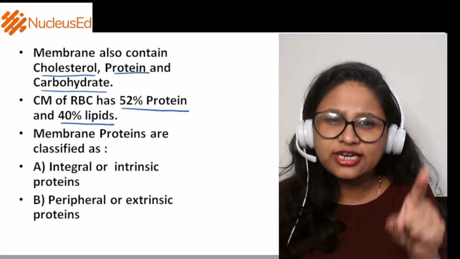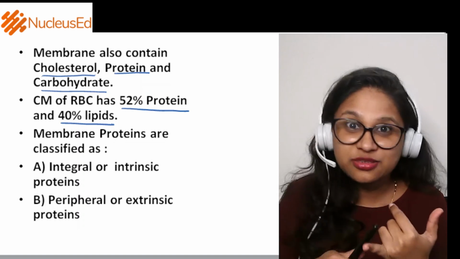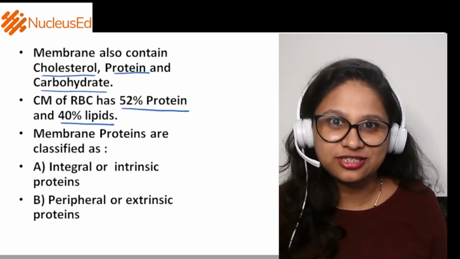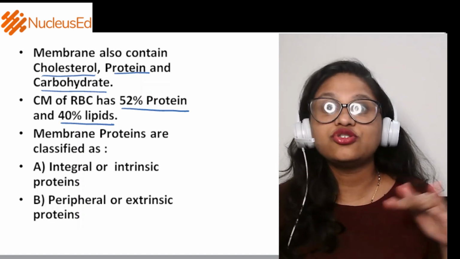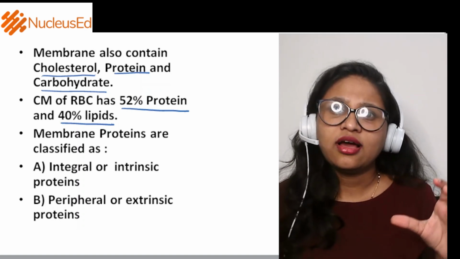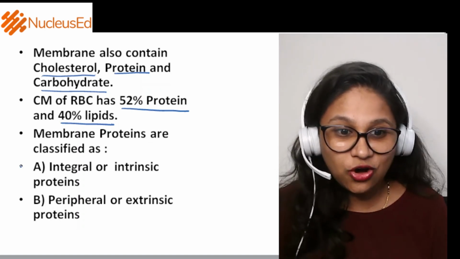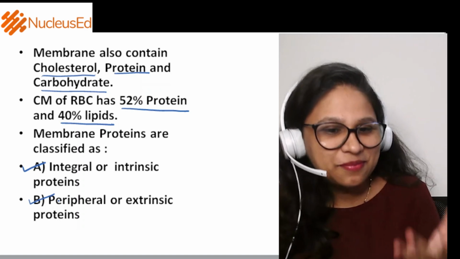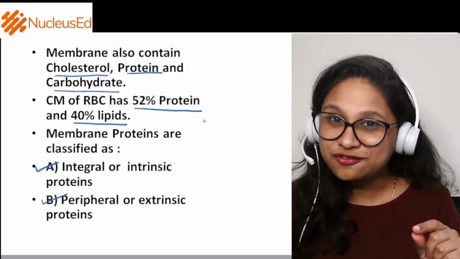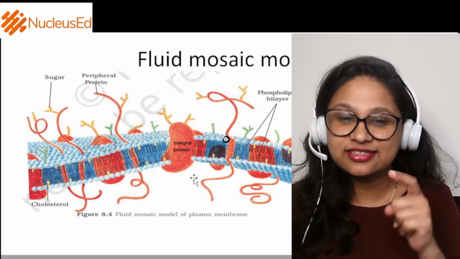Now, these proteins have a very special role in the plasma membrane, that is about transport, signaling and many other roles they are playing. These proteins also have different structures and different alignments in the cell membrane. Based upon how easily these proteins are extracted, they are further classified as integral or intrinsic proteins and peripheral or extrinsic proteins.